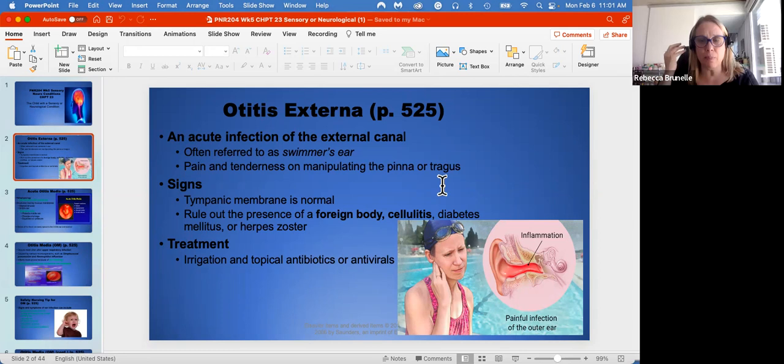The otitis media is behind the tympanic membrane. When you look in the ear, you see that tympanic membrane, so it's behind that. The otitis externa is swimmer's ear, or the ear canal. It's still painful, but it doesn't necessarily require oral antibiotics. They usually treat it with drops that go in the ear canal. So you do need to know the difference between an otitis externa and an otitis media.